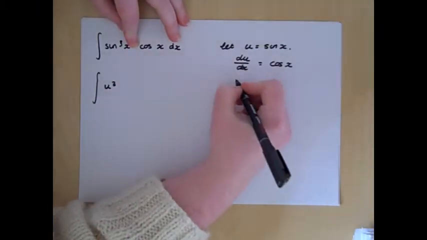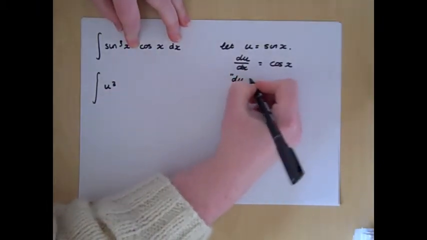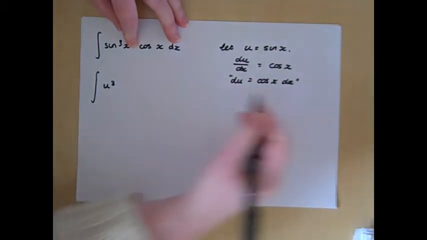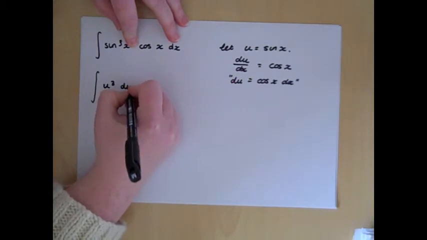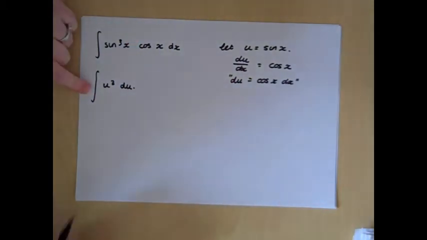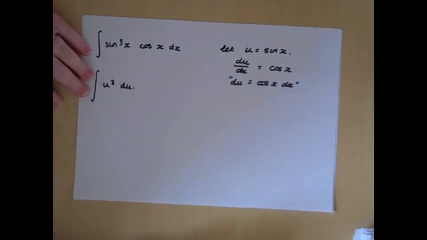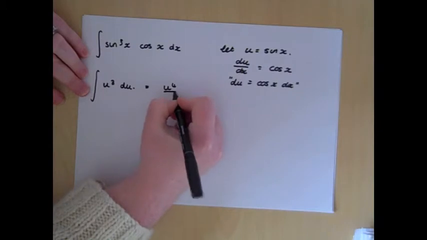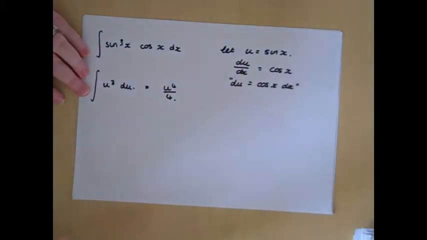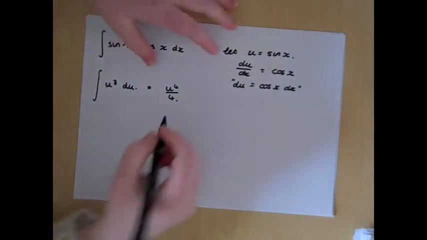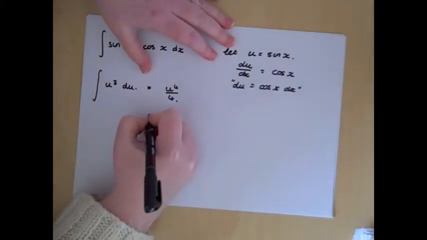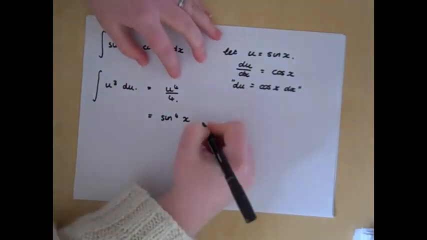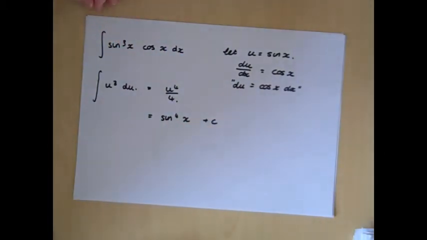If I rearrange this over here, I can say du is equal to cos x dx, basically. So cos x dx is equal to du. And so the integral now is just u cubed du. And that, of course, is going to be u to the 4 over 4. If I then substitute back in my value for u, this is going to be sine to the 4 of x. And I need my plus c, my constant of integration.